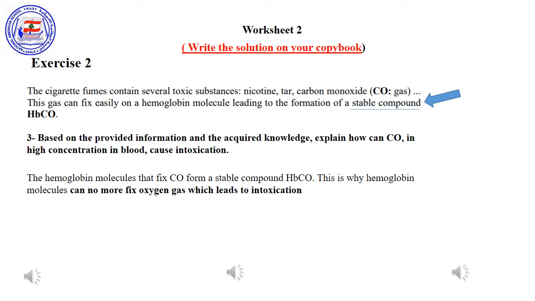I will answer. The hemoglobin molecules that fix carbon monoxide form a stable compound HbCO. This is why hemoglobin molecules can no more fix oxygen gas, which leads to intoxication.